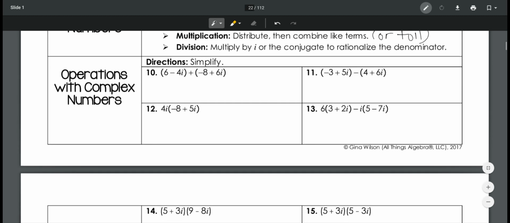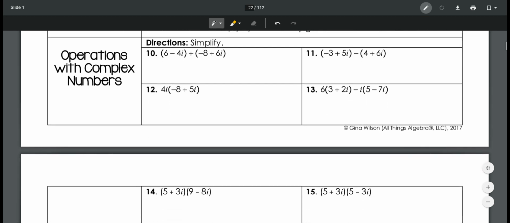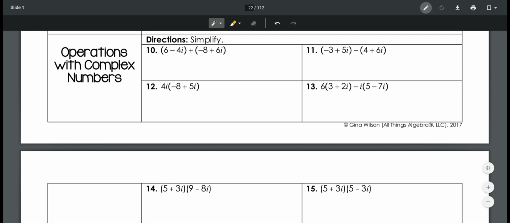Now, this video may be a little bit longer than others because we do have 12 examples that I want to go through just to review you on operations with complex numbers.